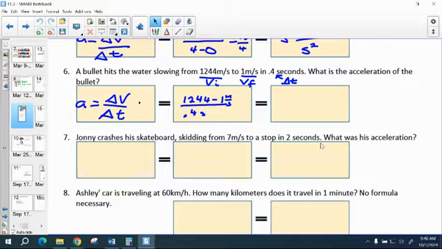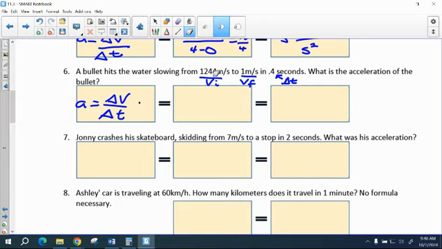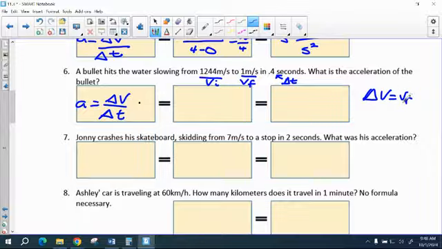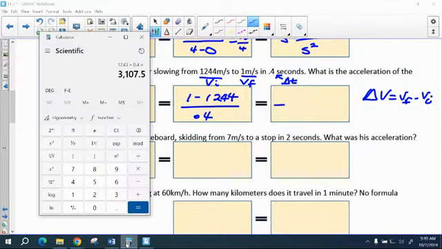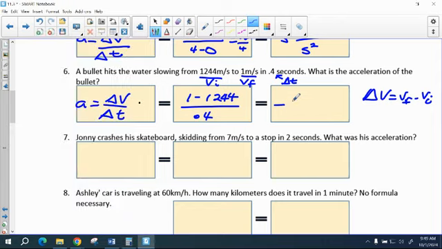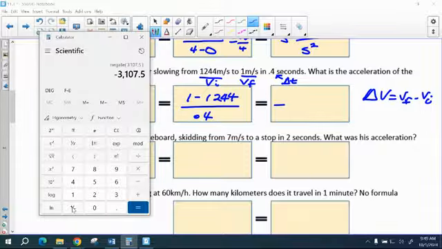So, here's what I was saying. I don't know if you guys picked up on what I was saying. This is wrong. Remember that delta V is equal to V final minus V initial. So it should have been 1 minus 1244 all over 0.4. And if we do the math on that, I think it was 3107.5. So it's negative, whatever this is. There you go.